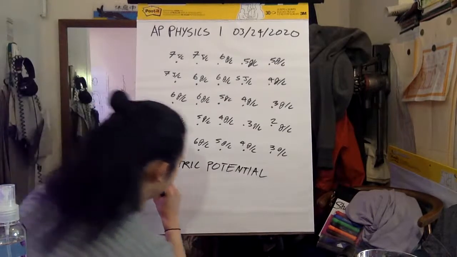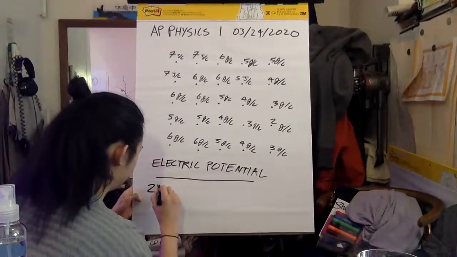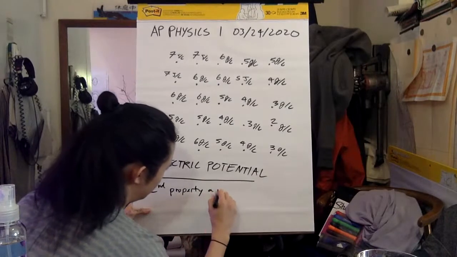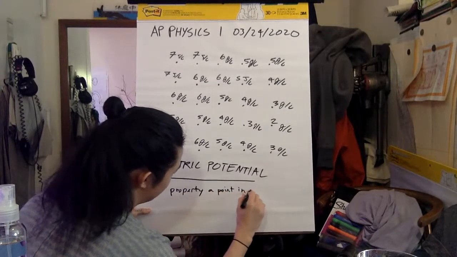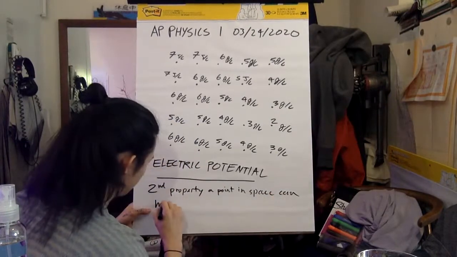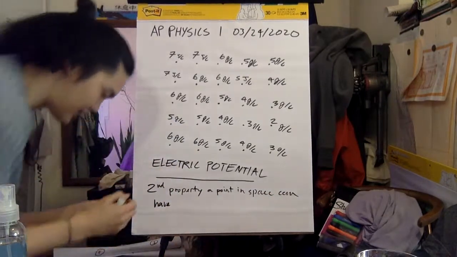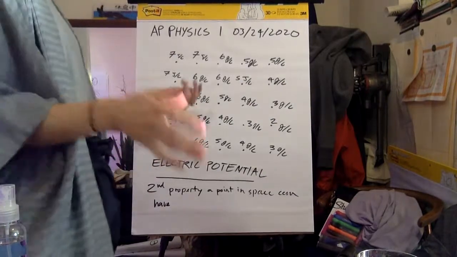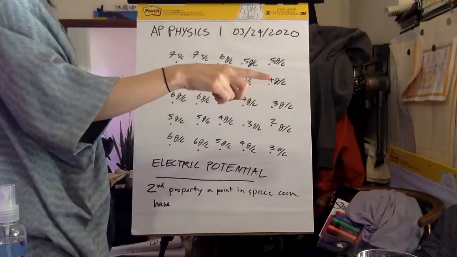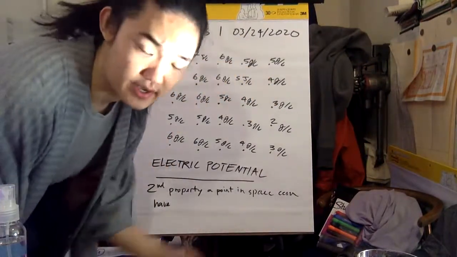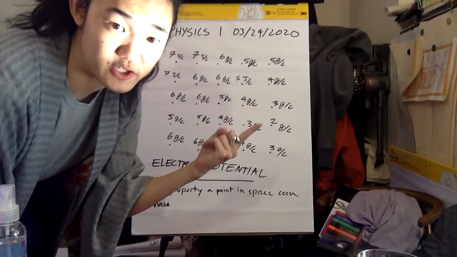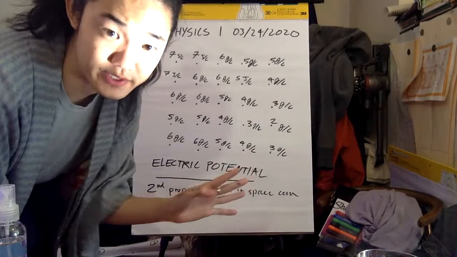So this is the second property a point in space can have. If I'm looking at this point in space, like 1, 2, 4, I can ask, what's the electric field at that point? And I can also ask, what's the electric potential at that point? There are two different things.